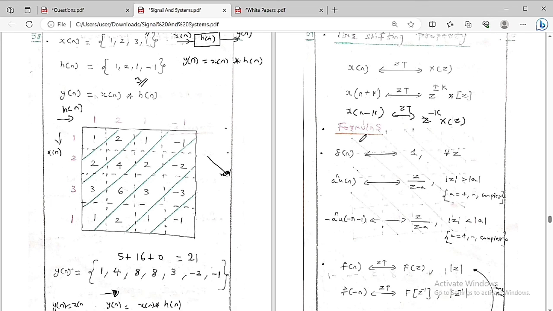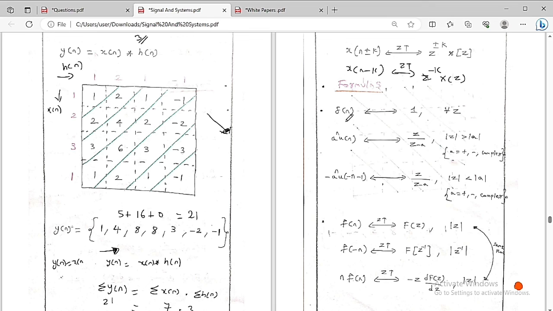So let me tell you some important formulas. For delta of n, what is the z transform? The value is equal to 1, and the ROC is all over the z plane, meaning it is defined for each and every value of z. And a to the power of n into u of n has z transform z by z minus a.